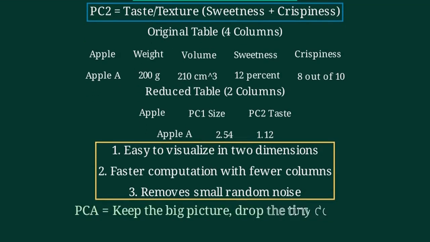Summary in simple terms: PCA is like cleaning a messy room by sorting 100 toys into just a few big boxes. We lose tiny details, but we gain a clear picture of what matters most.